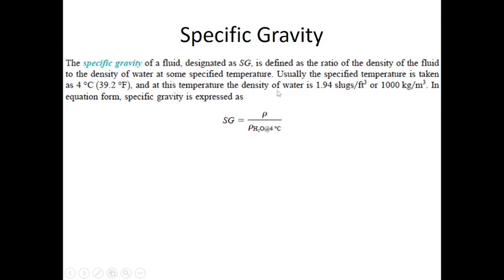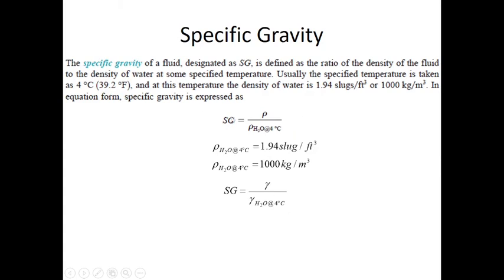At this temperature, the density of water is 1.94 slugs per cubic foot or 1,000 kilograms per cubic meter. So in equation form, specific gravity is expressed as SG equals rho over rho of water at 4 degrees Celsius. Density of one substance over density of water at 4 degrees Celsius. Density of water at 4 degrees Celsius, take note, is 1.94 slug per cubic foot or 1,000 kilograms per cubic meter.